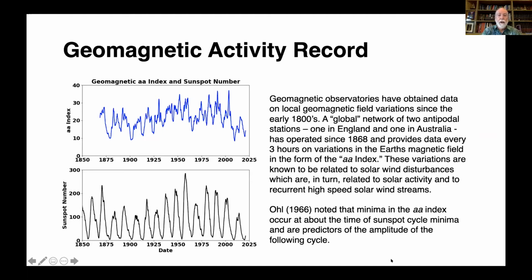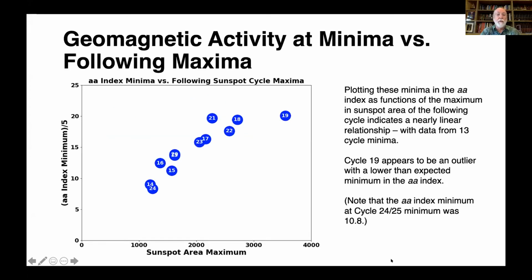Ohl in 1966 noted that the minima in the AA index that occurs at about the time of sunspot cycle minima tends to be a good predictor for the size of the next cycle. In fact, it's a very good predictor. So here is that value, the AA index at minimum, versus here the maximum in the sunspot area. There's a pretty good linear relationship between it.